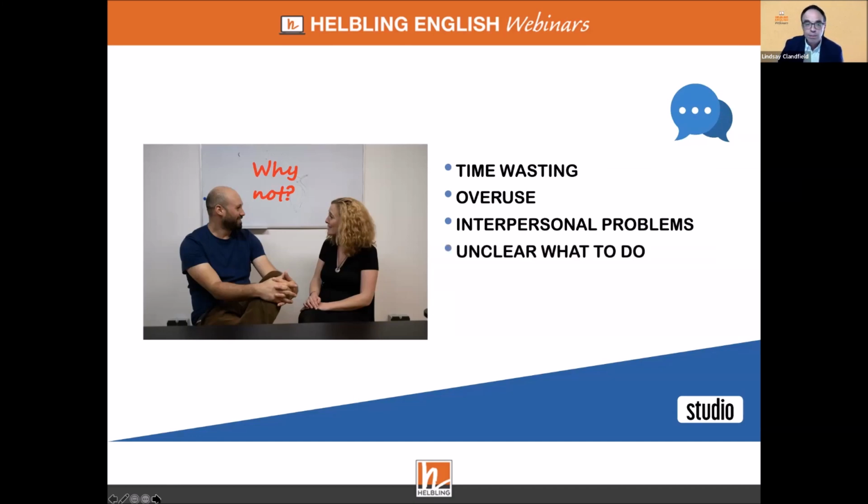Pair work can sometimes have resistance if it's not clear what to do. So you give some pair work instructions and then half the people are just looking at their phones or doing something else because they don't really understand what to do. They weren't listening.